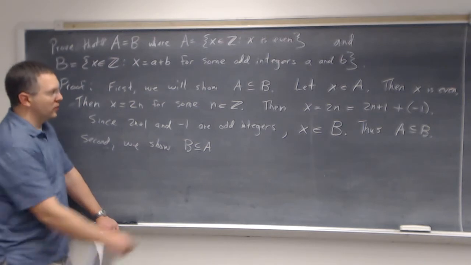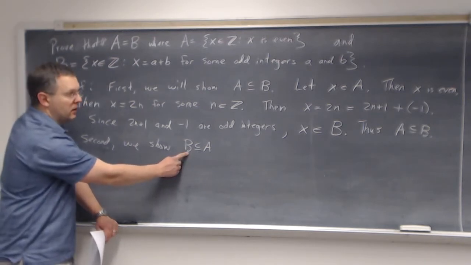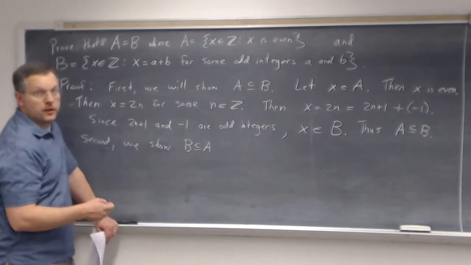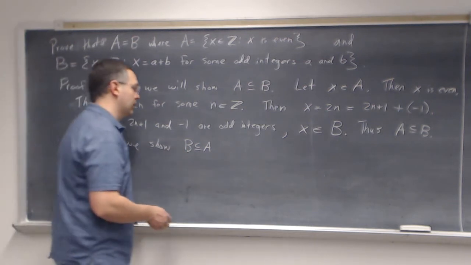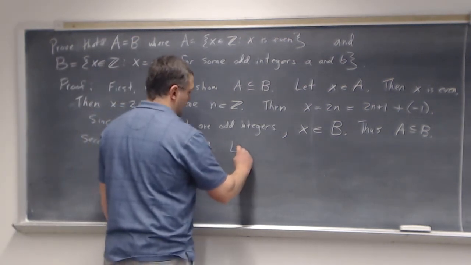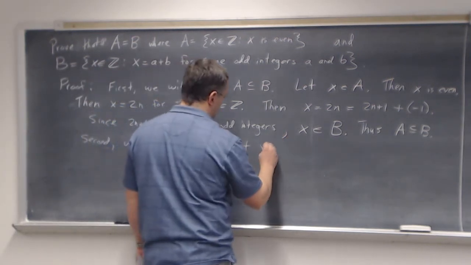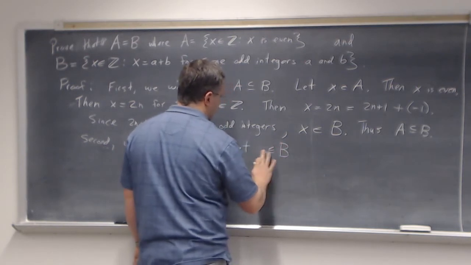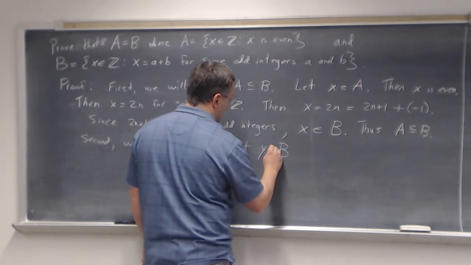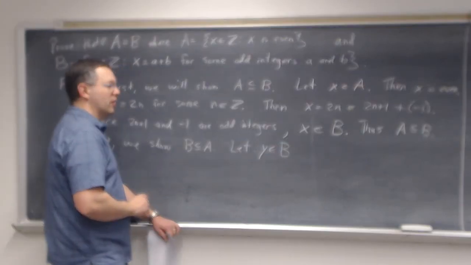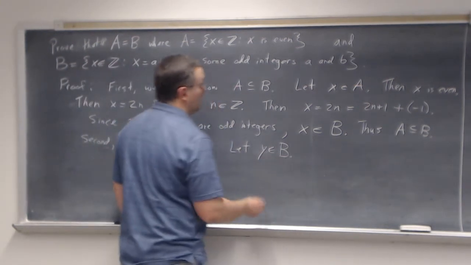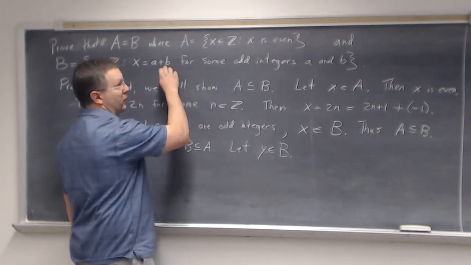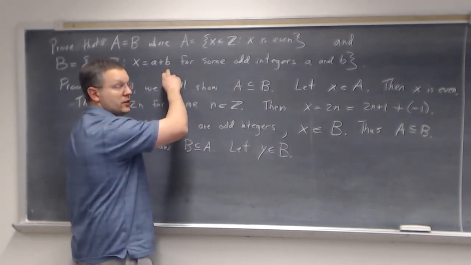Okay? So the proof goes, you take an arbitrary element of B, and then show that it must also be an element of A. So let X be an element of, I don't know, let's use Y, just so I use Y. So let Y be an element of B. By definition, it can be written as a sum of 2 odd integers.